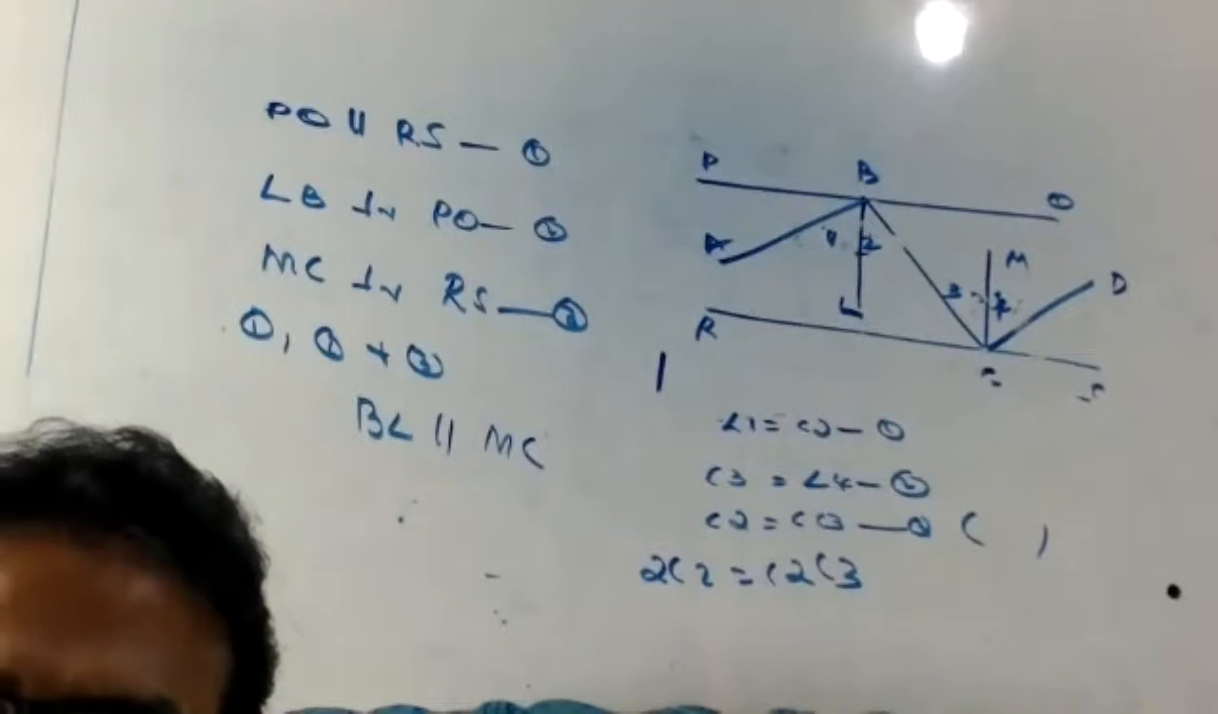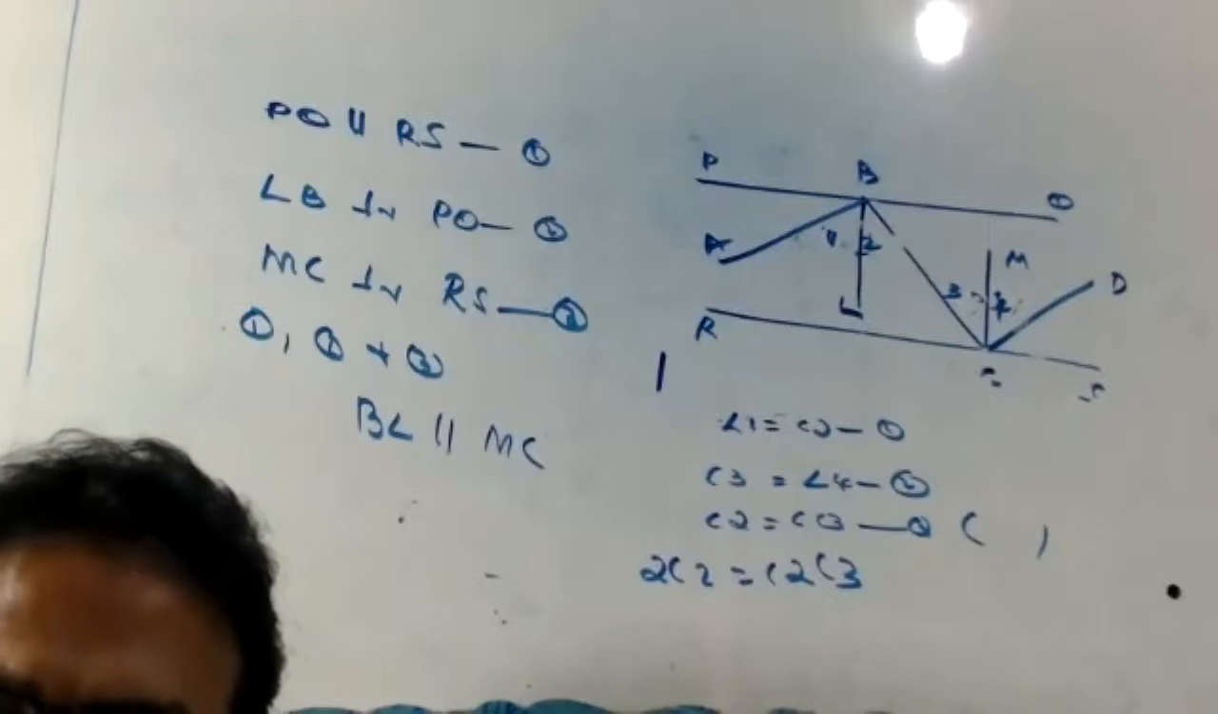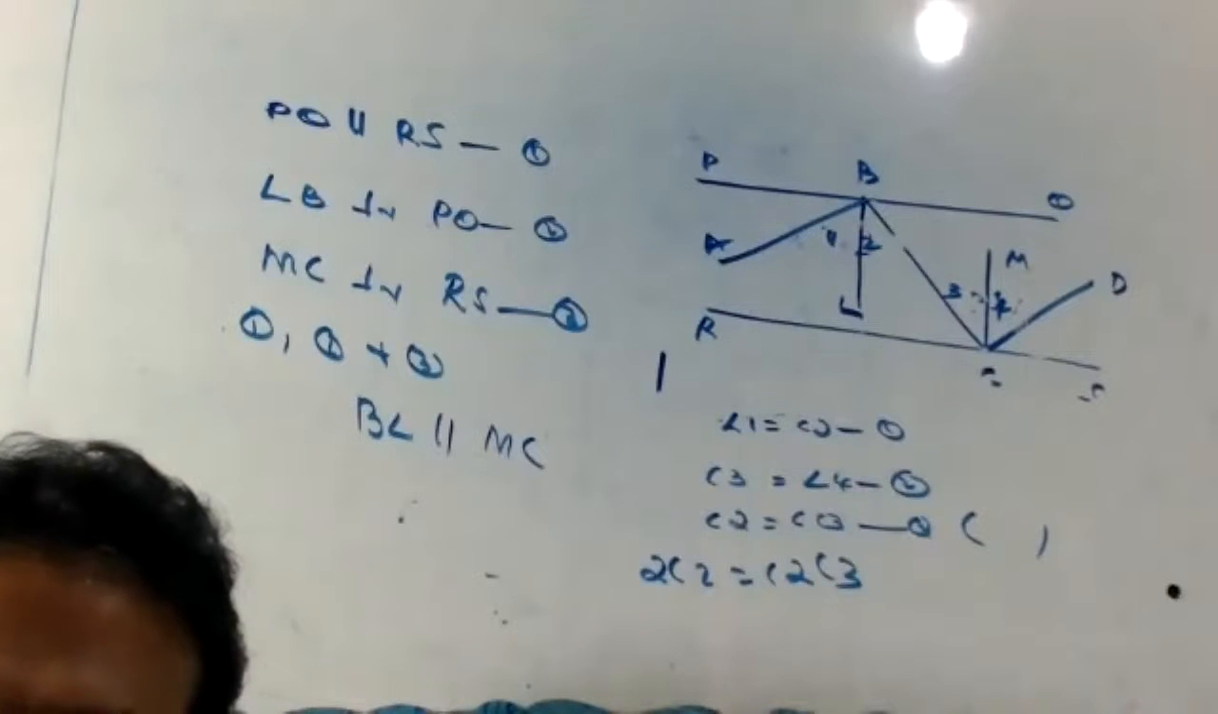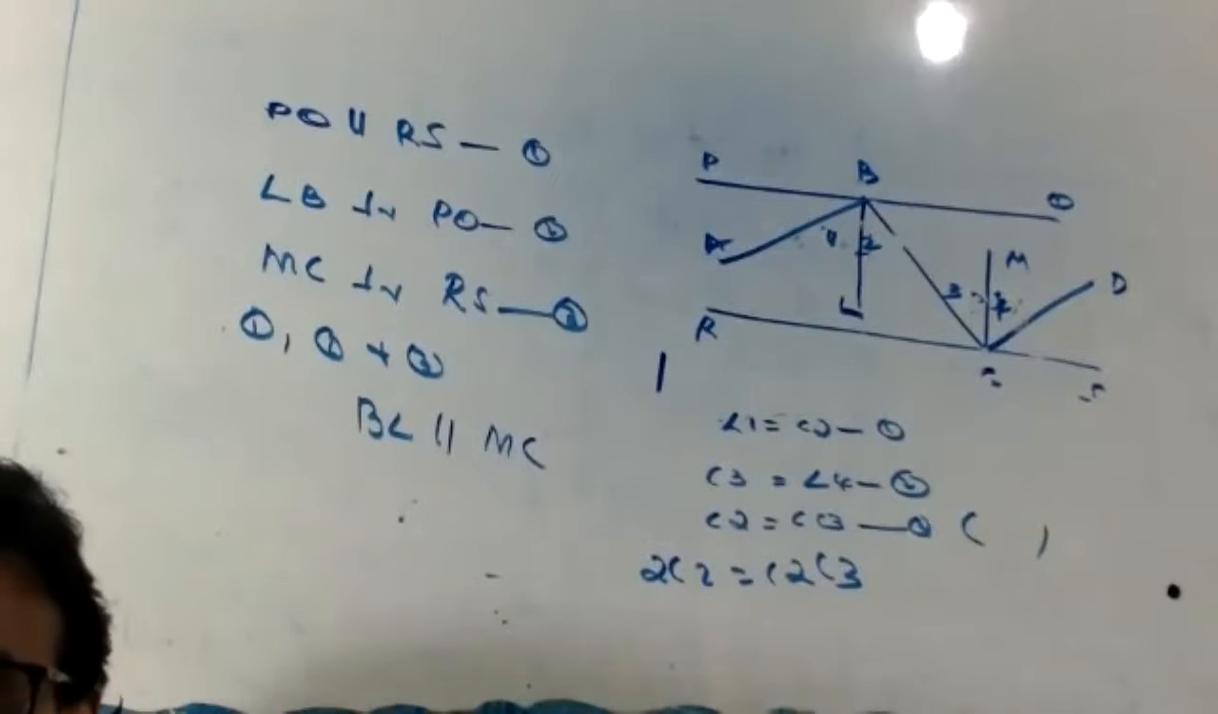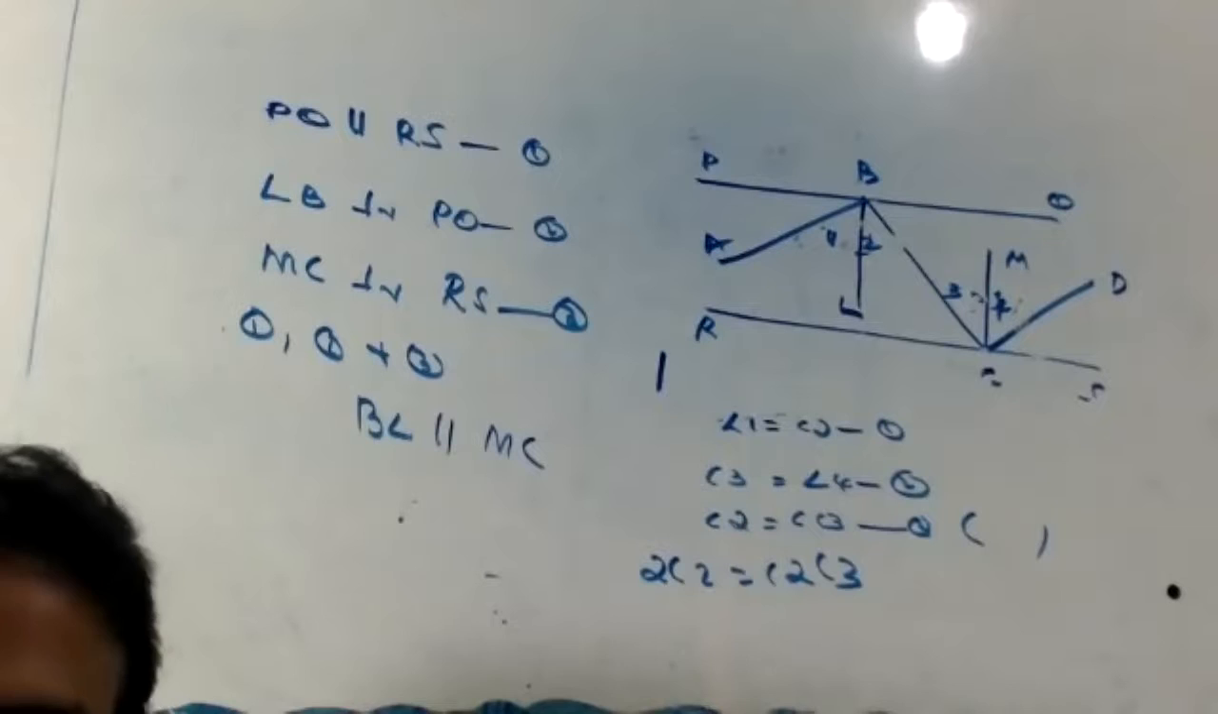Which method do you want? Is the first method enough or not? I'll explain the first method again. The second method is very short, so maybe you won't get marks. That's why, for the first one, I don't want to miss the marks, so I'm writing every step. Okay, for me, it's okay.